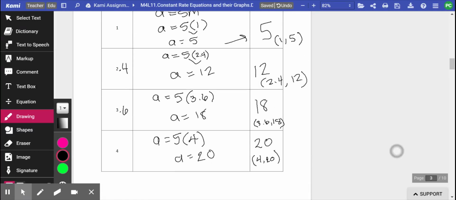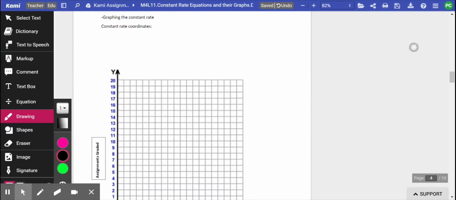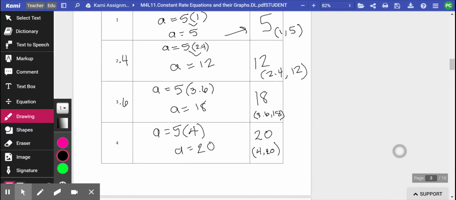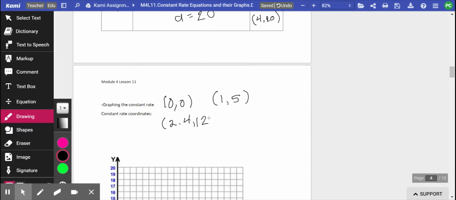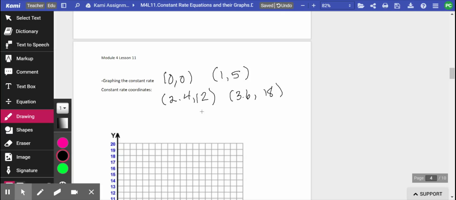And with these points, I'm going to do my best to graph them down here. Now, I did leave you some space so you could rewrite it. So we had the point 0, 0, so 0 minutes, 0 assignments. 1 minute, 5 assignments. Then I used 2.4 minutes, and 12 assignments. 3.6 minutes and 18 assignments. Let me just double check. Yep. And 4 minutes and 20 assignments.